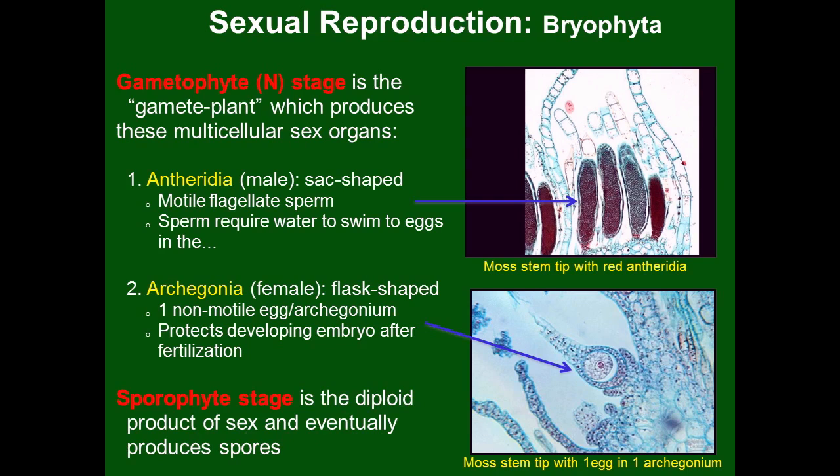So we can see off to the right, we have that antheridia with a moss stem tip with red antheridia that are stained red. In the bottom right, we see the archegonia. It's flask-shaped, and it has that one non-motile egg in the middle of that archegonium.